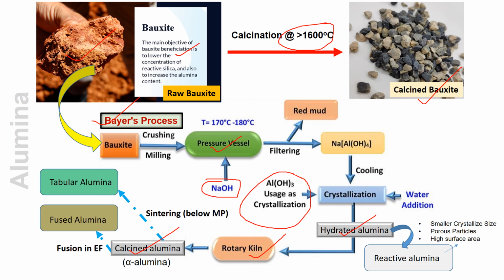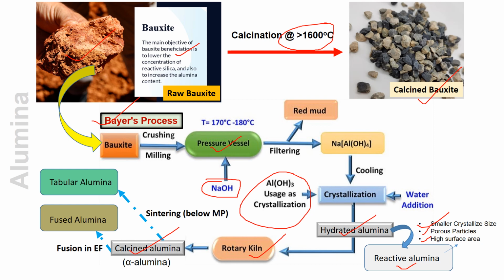Reactive alumina can be prepared from hydrated alumina, which consists of a smaller crystallite size, is relatively porous and has a higher surface area than calcined alumina. Calcined alumina is used in shaped and unshaped refractories, and preferably it has alpha alumina phase. Based on the rotary kiln processing temperature, the phase can be synchronized.